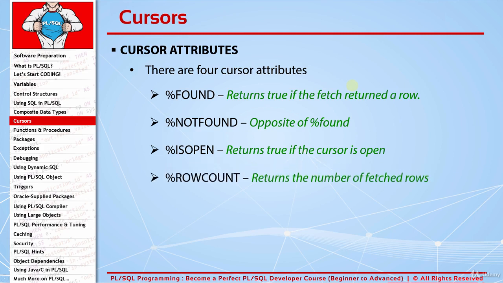The last attribute is the %rowcount attribute. The %rowcount attribute returns the number of rows that have been fetched up to now, not the whole number of the query result. Be aware of that. The number of rows that have been fetched up to now. Now, let's make an example including all these and see how to use them.